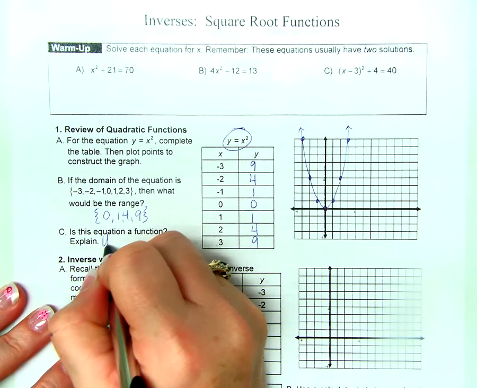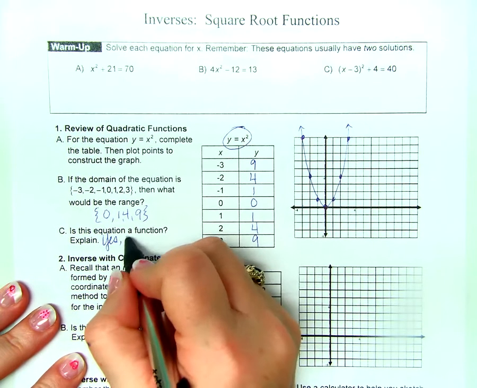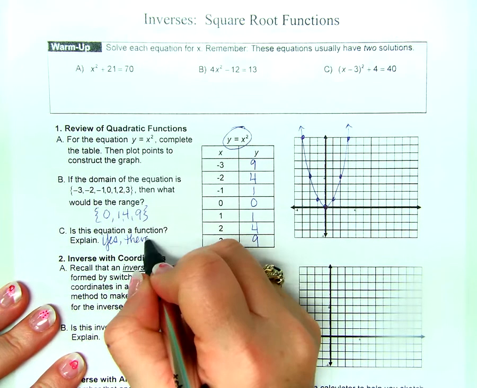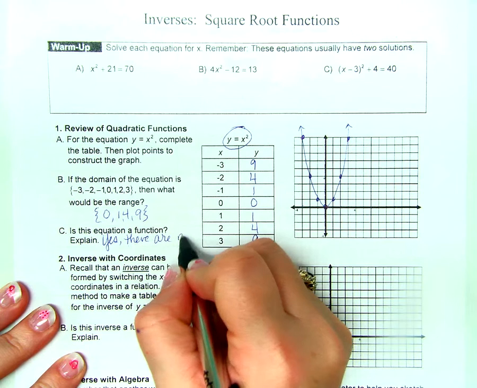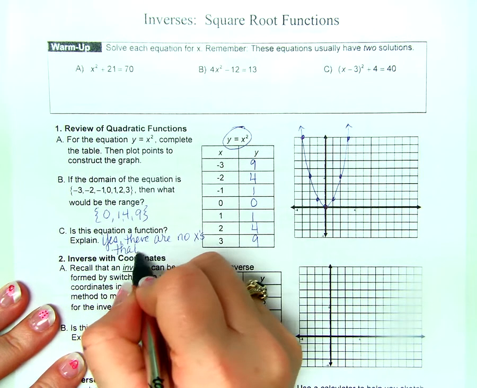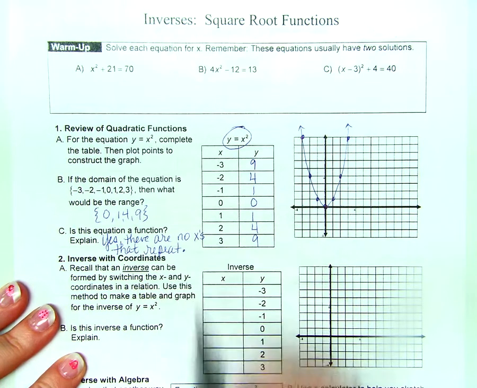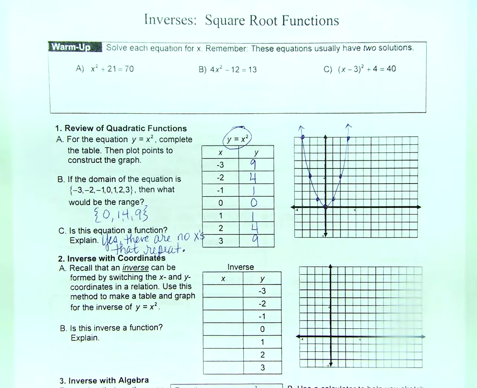Yes, explain. Yeah, that repeat. Very good. No x's that repeat. Why didn't I just write yes, no x's repeat? It's not a complete sentence that way, is it? Good job. Okay?